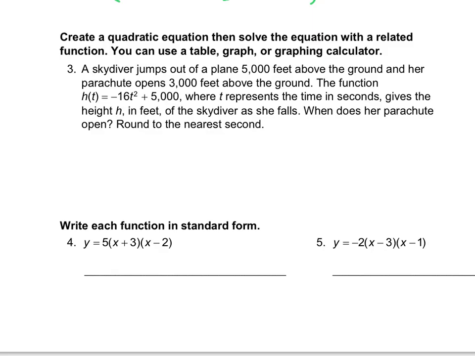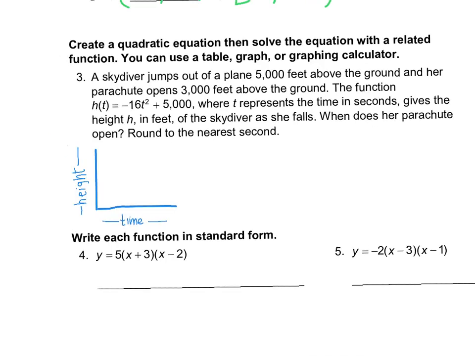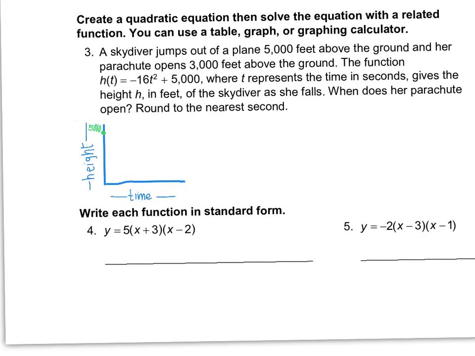Problem number 3. First, draw the situation. The height is represented on the y-axis. Time is represented on the x-axis. The skydiver gets off the plane at 5,000 feet and jumps off the airplane until the parachute opens at 3,000 feet.